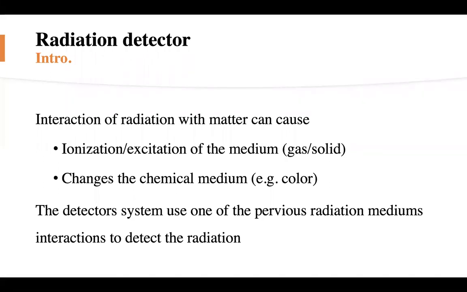It can also change the chemical medium. For example, if a material is exposed to radiation, its color can change. So based on these two interactions, we can sense and detect the radiation. The detector system uses one of these radiation-medium interactions to detect the radiation.